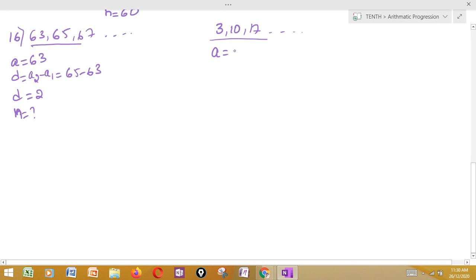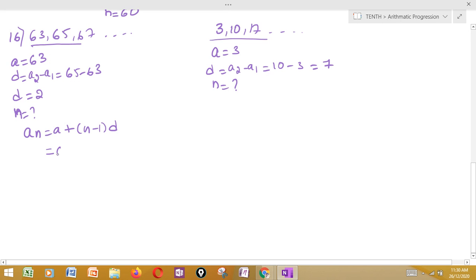So what is a here? 3. What will be d? a2 minus a1 is equal to 10 minus 3 is equal to 7, and n is equal to question mark. Here you have to think that the last term of the first AP and the last term of the second AP are both the same. So according to the formula, I am going to start the solution, that is an is equal to a plus n minus 1 into d. So leave that an as it is.